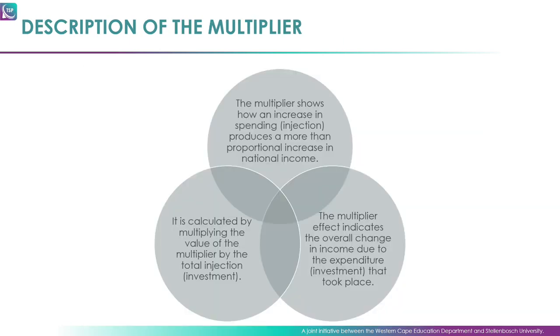Now, the multiplier shows how an increase in spending affects income. In economics, we normally refer to spending into our circular flow as an injection, because that would mean that money that I am spending as a household or as an individual is changing hands within the circular flow, or within the borders of one country. It is referred to as an injection that produces a more than proportional income in the national income as a whole.